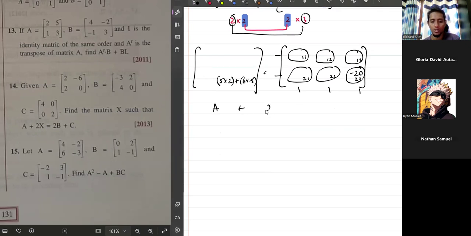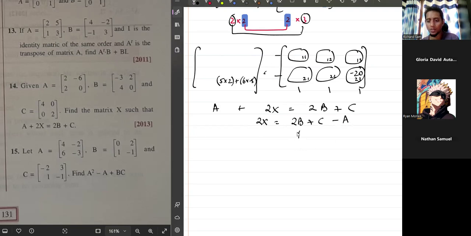So we write our equation. Tell me what should we do? Should we substitute the matrices here first, or should we make X the subject first? Okay, we'll make X the subject. We can't make X, we'll make 2X the subject. So we'll take A on that side. So we have 2X is equal to 2B plus C minus A.